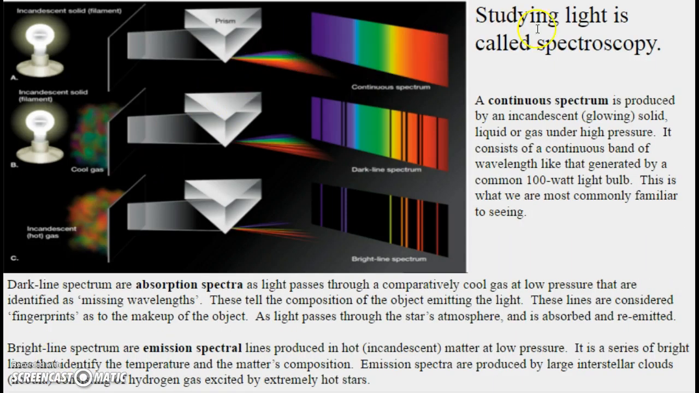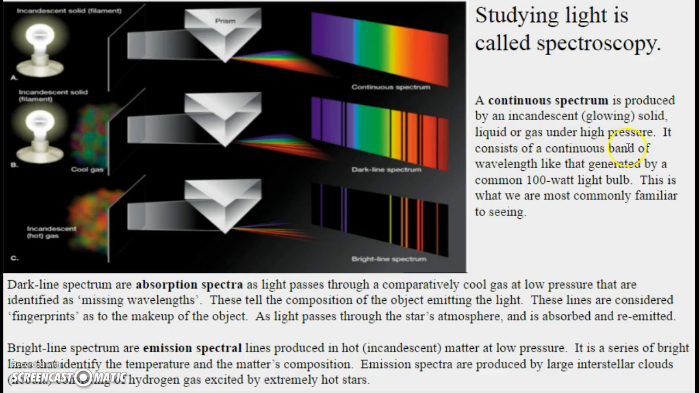Well, the process or the science of studying this light, once we've separated it into its components, is called spectroscopy. There are different forms of light that we're going to be evaluating. We can look at the continuous spectrum. Here I have an incandescent bulb, right? It's hot, it's emitting light. If we separate its colors through a prism, we get what's called a continuous spectrum. It is produced by an incandescent or glowing solid, liquid, or gas that's under high pressure.